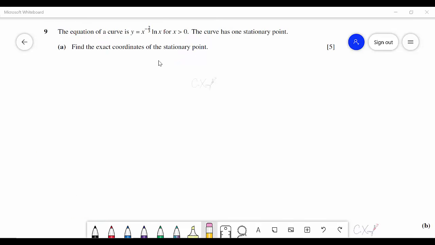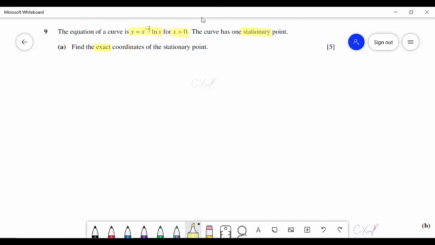Okay, so question number 9. They give you the equation of a curve, something like this. Because there is ln x inside, the domain defined for this function will be only x more than 0. The curve has one stationary point, so find the exact coordinates of the stationary point. The stationary point can be a maximum point or minimum point. Exact means that your final answer cannot be in decimal places, so you have to keep it in an e form, pi form, or surd form.